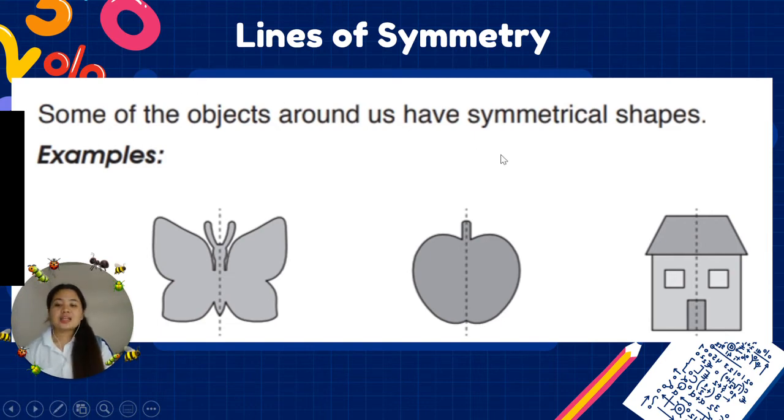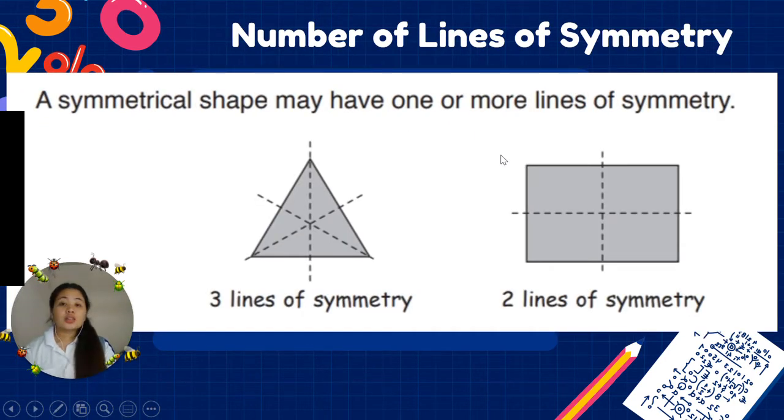Okay, let's proceed. Number of lines of symmetry. A symmetrical shape may have one or more lines of symmetry. For example, this is a triangle. When you divide the triangle, you go first to the corner, here, then you divide. The next corner is here, then you divide. And the next corner here, you divide. So there are 1, 2, 3. That means there are 3 lines of symmetry.